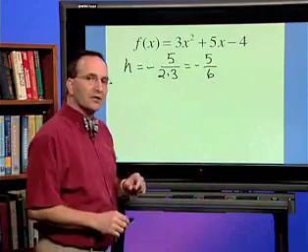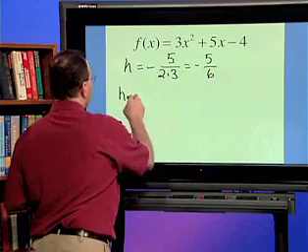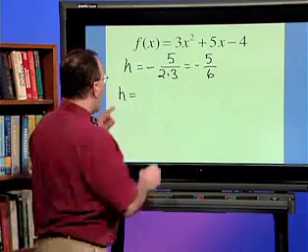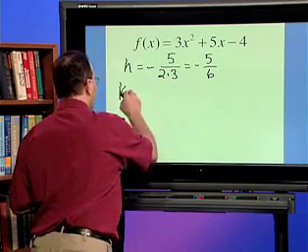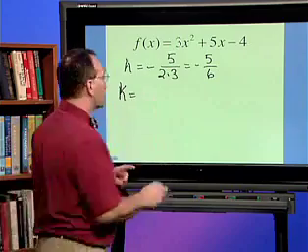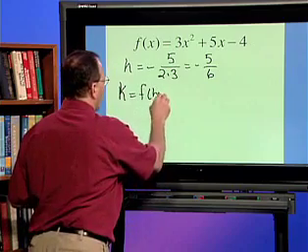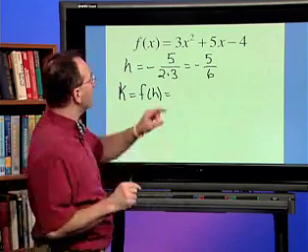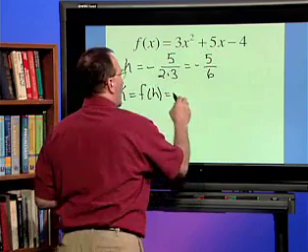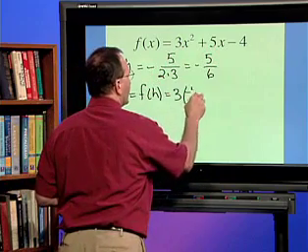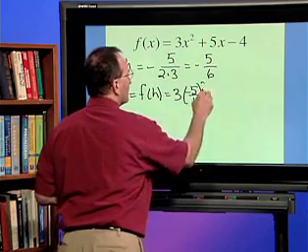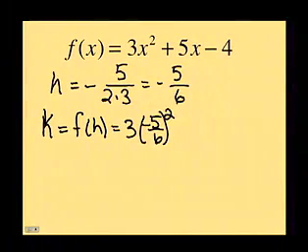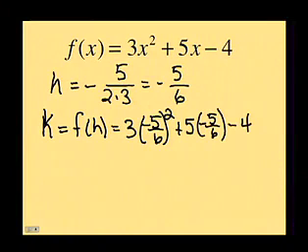Now what I want to do is calculate k. And k is equal to f of h. So that's going to be equal to substituting negative 5/6 wherever we see x. So this would be 3 times negative 5/6 squared, plus 5 times negative 5/6, minus 4.